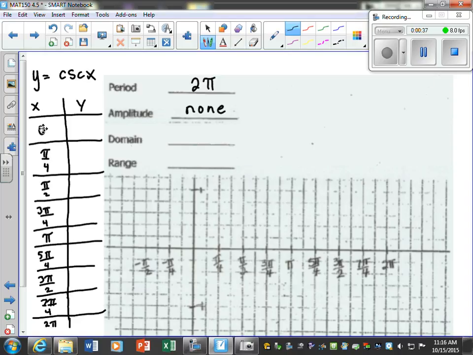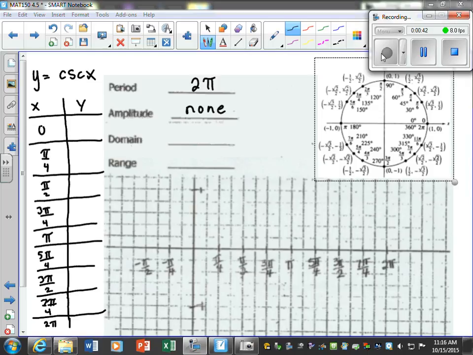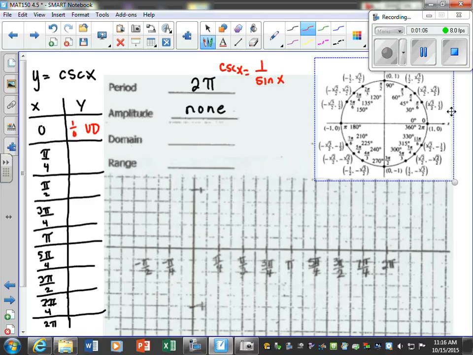So let's just go around our unit circle. We recall that cosecant is going to be 1 over sine of x. So let's go to when x is 0. What is 1 over the sine of x? The sine of x is 0, so that would be 1 over 0, which is going to be undefined.